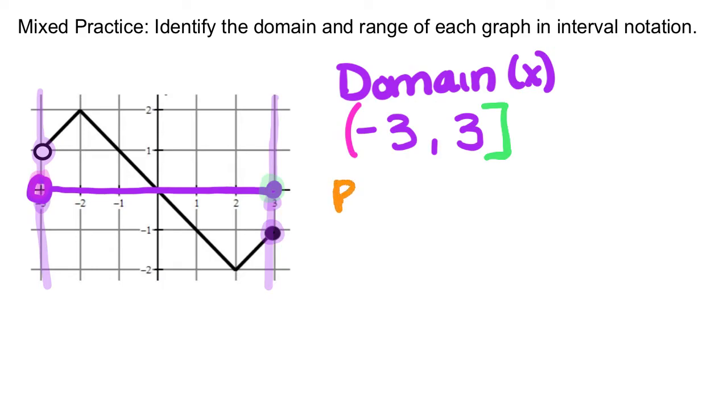Now for the range is the possible y values. So the lowest y value is given right here. So the lowest possible is this -2. And while there isn't a point there, since it is a continuous line, I can assume that there's a closed circle. So I have a closed circle at -2.